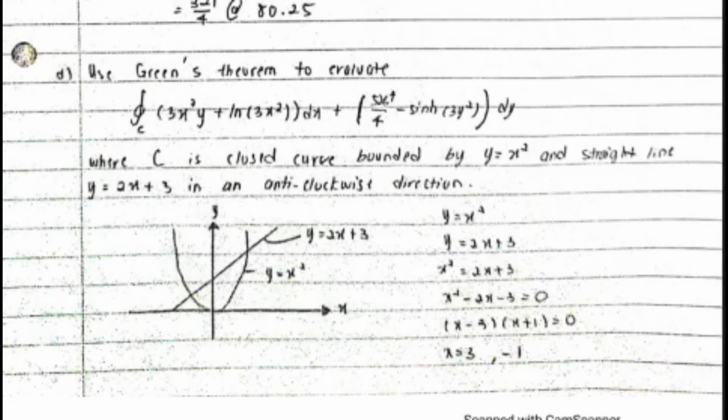First we need to sketch the graph for y equal to x squared and y equal to 2x plus 3, and we'll get the graph as here. Next we need to find the limit for x, so we take y1 equal to y2 and we will get the intersection point of the straight line and curve. The intersection points are the limit for x, which is from -1 to 3.